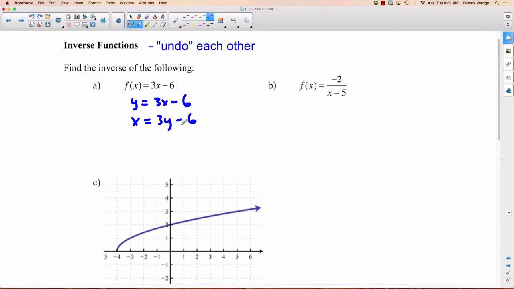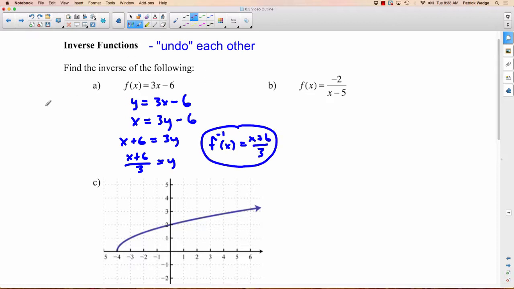Well, to get the y by itself, we better move this negative 6 first of all. We'll move that to the other side, so we get x plus 6 equals 3y. And then the last thing you're going to need to do is divide by 3. So I get x plus 6, all divided by 3, equals y. Another thing to do, it's a good idea I suppose, is to change your y back to not f of x, but f inverse of x. So we get f inverse of x equals (x plus 6) over 3.